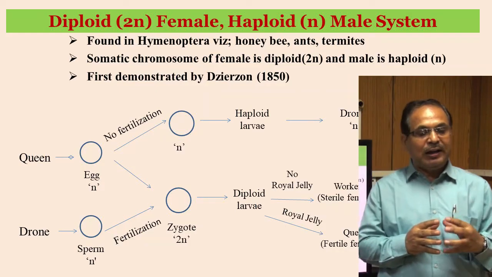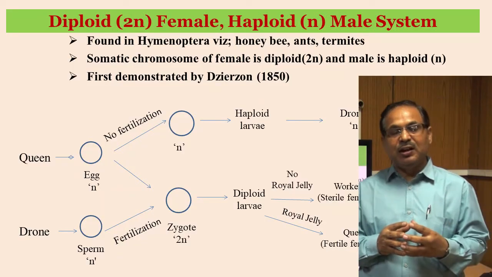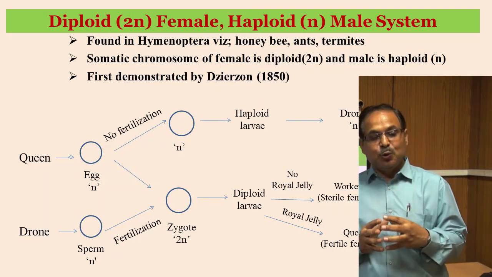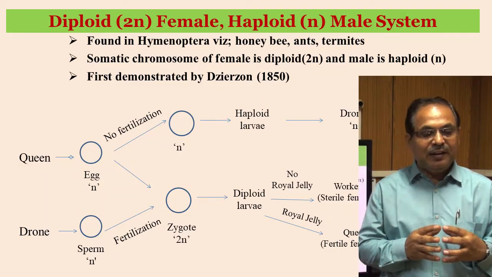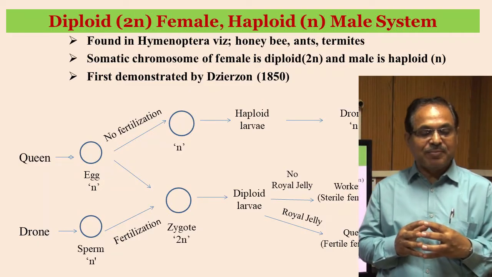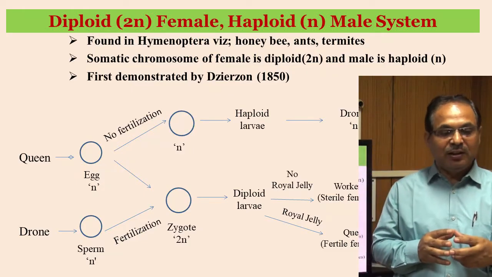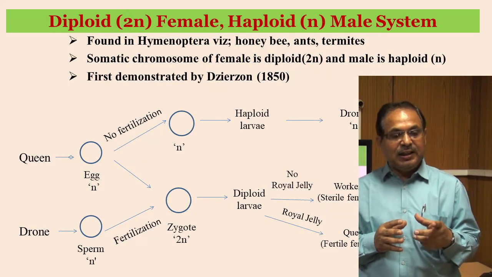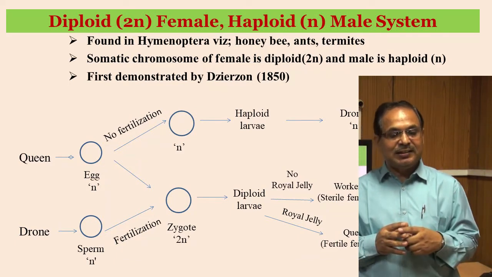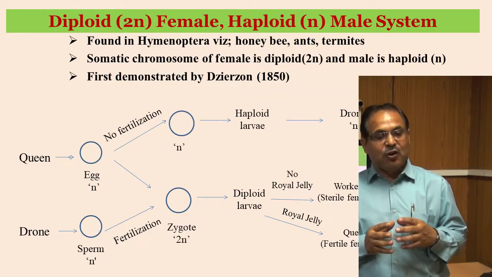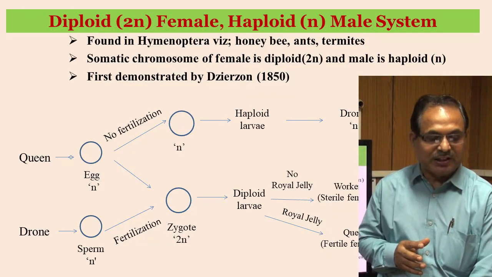These diploid larvae, when fed with royal jelly, produce the queen, which are fertile females. But if the diploid larvae are not fed with royal jelly, they produce sterile females, which we generally call workers.